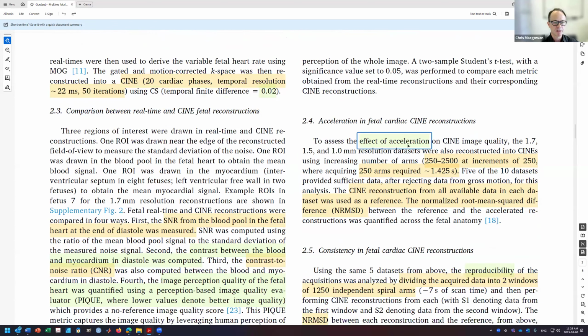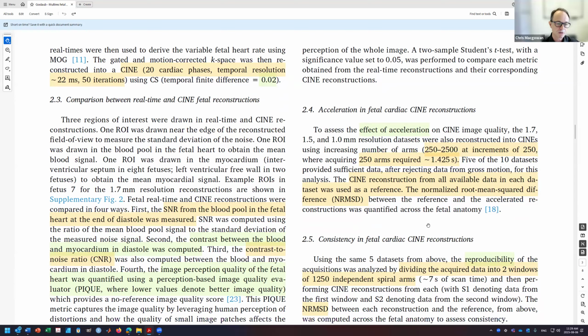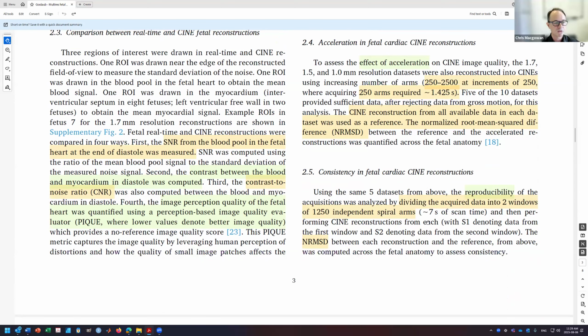We looked at the effect of acceleration by taking one of these long acquisitions and breaking it up into smaller and smaller segments. We look at how increasing the amount of data we're collecting improves image quality and how it approaches the reconstruction using all of the data, just to get a sense of how much data is required to generate a high quality image.